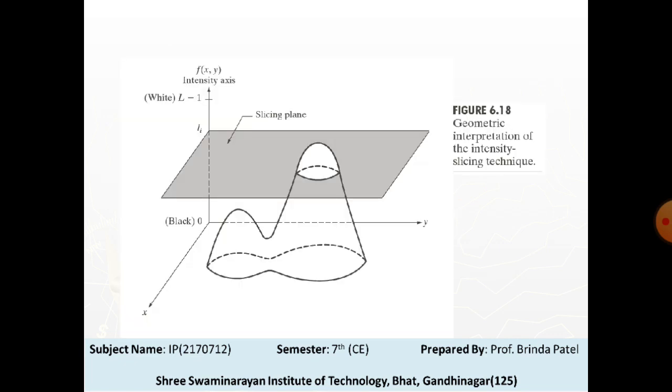So this figure shows an example of using a plane at f of x,y equal to Li to slice the image function into two levels. If a different color is assigned to each side of the plane, any pixel whose intensity level is above the plane will be coded with one color, and any pixel below the plane will be coded with the other. Levels that lie on the plane itself may be arbitrarily assigned one of the two colors. The result is a two color image whose relative appearance can be controlled by moving the slicing plane up and down the intensity axis.